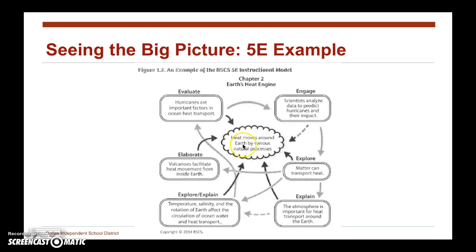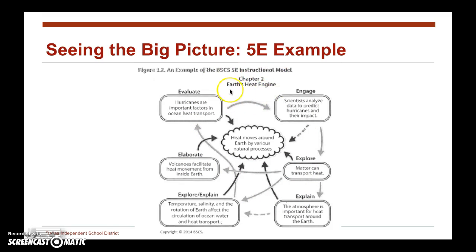So here's our topic: heat moves around Earth by various natural processes. So for the engage, it says scientists analyze data to predict hurricanes and their impact. There would be an activity, it could be a BrainPOP video, it could be a reading at the desk, it could be a few questions that you ask your students to answer, it could be a picture that shows a hurricane and you'll ask the students, how can we predict when a hurricane is about to hit? And then you move on down to the explore and explain, and then elaborate, and then you evaluate.